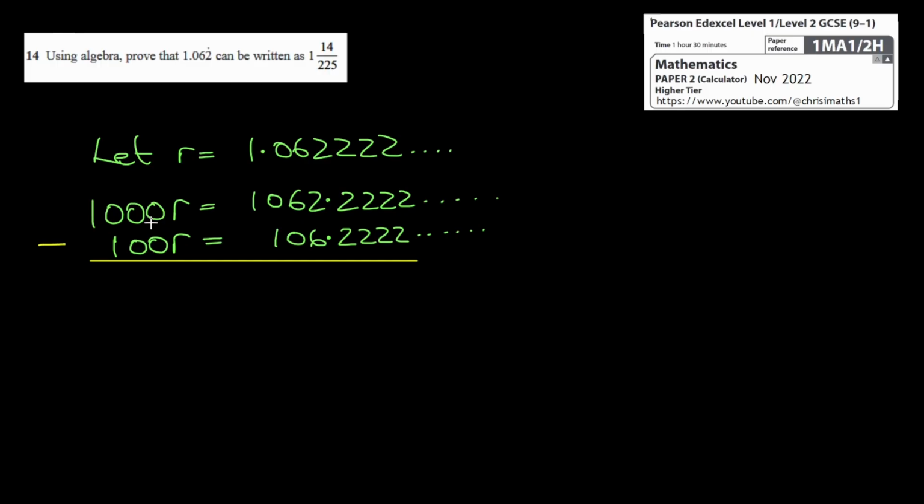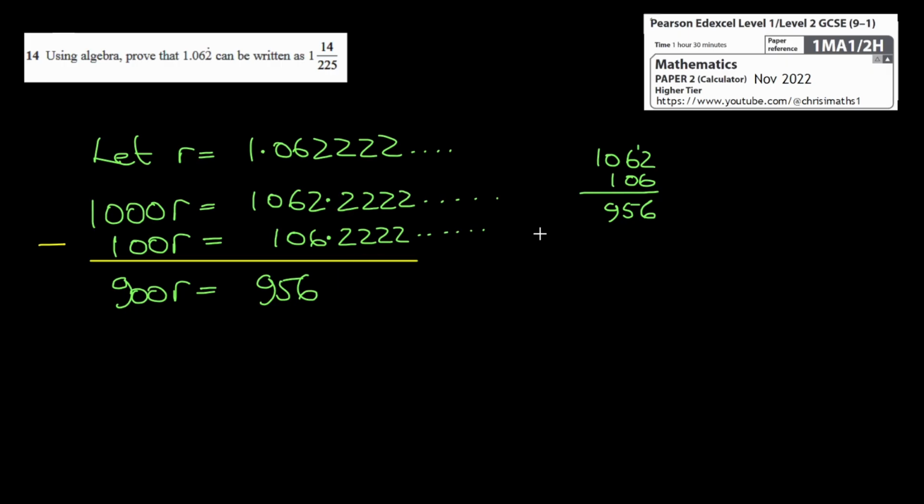Now, if I subtract my lower line from the top line, I will get rid of all of the tail. 1,000R minus 100R is 900R. And this is equal to 1062 minus 106. 1062 minus 106, very quickly in the margin, is 956. So this is 956, and it's an integer.